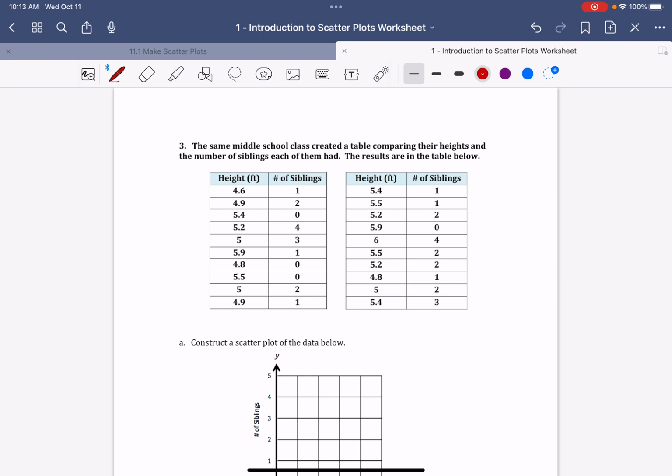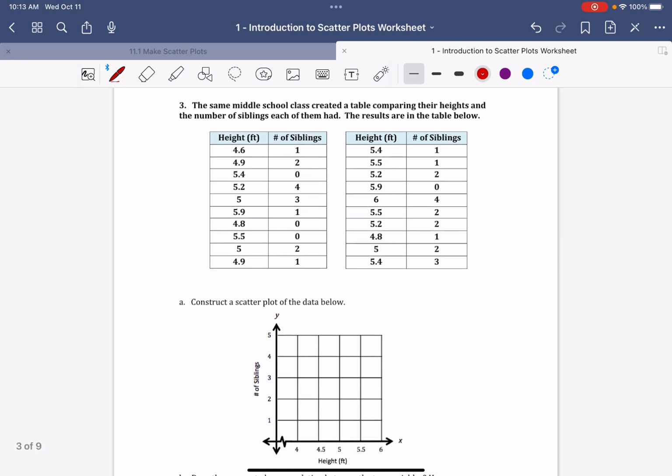Okay, this one says, the same middle school class created a table comparing their heights and the number of siblings each of them had. The results are in the table below. So we need to graph this information on the graph in part A. The height is going to be your X, and the siblings are going to be your Y. On both columns, you'll graph all of those points on the same graph.